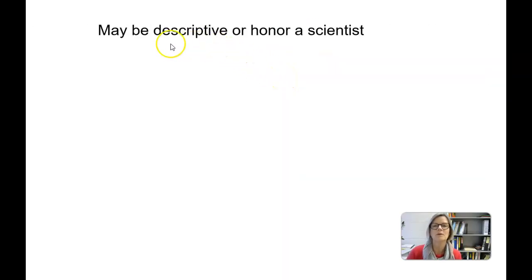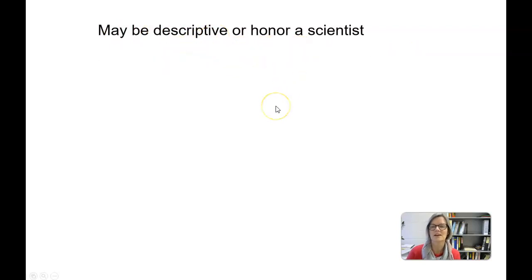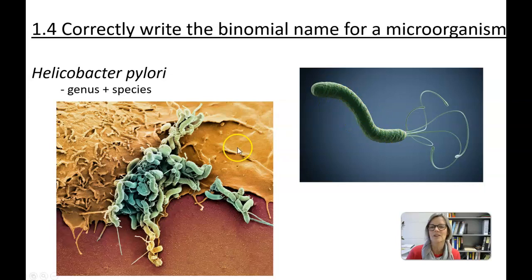For example, the name might be descriptive or honor a scientist. Now, sometimes these descriptions in the names don't seem obvious to us because when this binomial system of nomenclature was developed, the language of science was Latin. So a lot of the names sound Latin, and if you don't speak or understand Latin, you might not understand where the name came from. But this particular bacteria, Helicobacter pylori, it's helical, so it may be descriptive, meaning the cells have a helical shape. Notice that when we go back, they're kind of curved, and we call that helical.